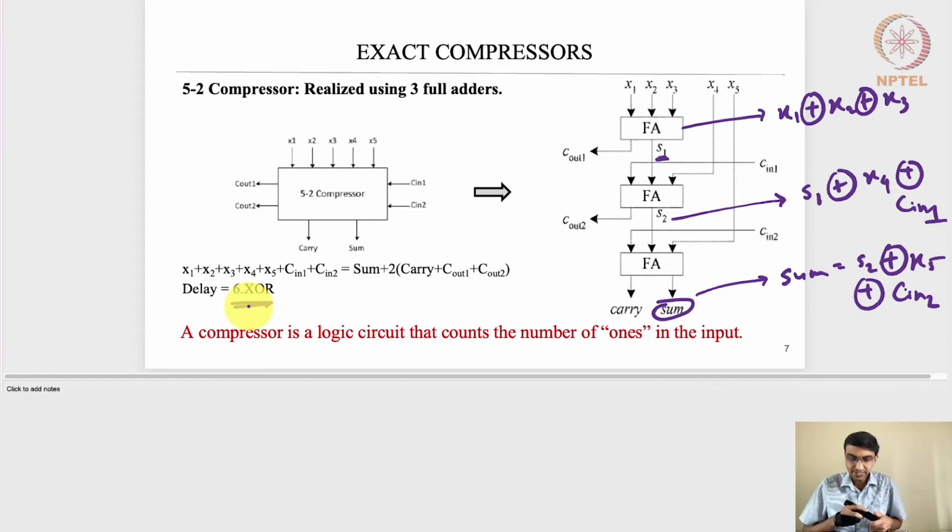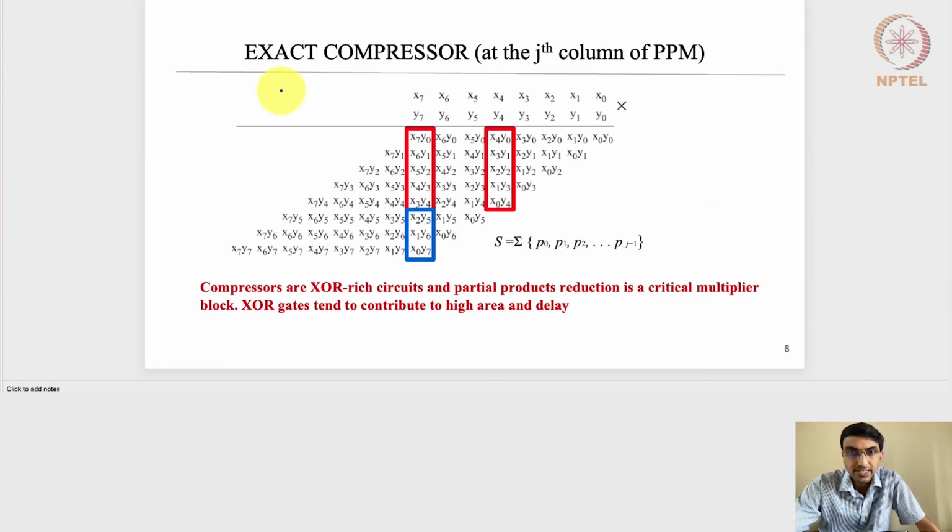So basically, a compressor is nothing but a logic circuit that counts the number of ones in the input, right? Number of ones in the sense x1, x2, x3, x4, and then carry input 1 and carry input 2. Right, so if I have the partial products which are being generated, now the question is why can I not apply the 3:2 compressors, 5:2 compressors here, and then make a much more reduced partial product stage in the next stage, right?